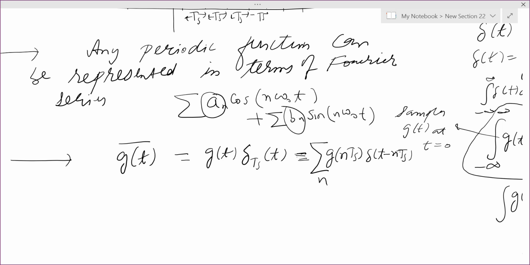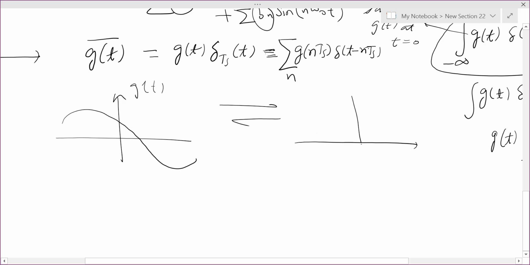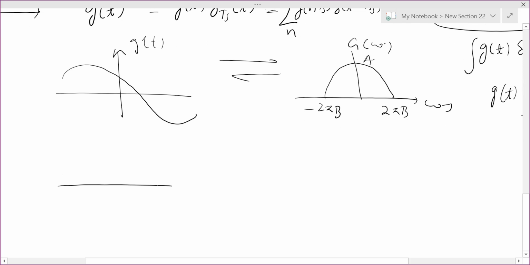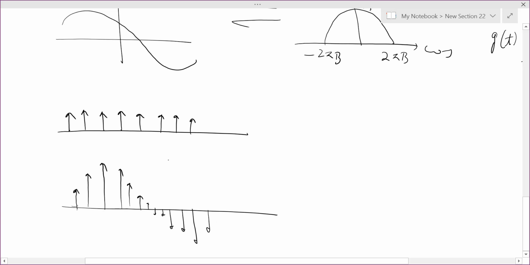Okay, now look at this. This was your signal, suppose g of t, and this is its Fourier transform, suppose it is this shape, band limited of course, g of omega, suppose its amplitude is A, okay, and now we multiplied it with the impulse function, and what we got in time domain, we will get this one. Okay, so this is your g hat of t.